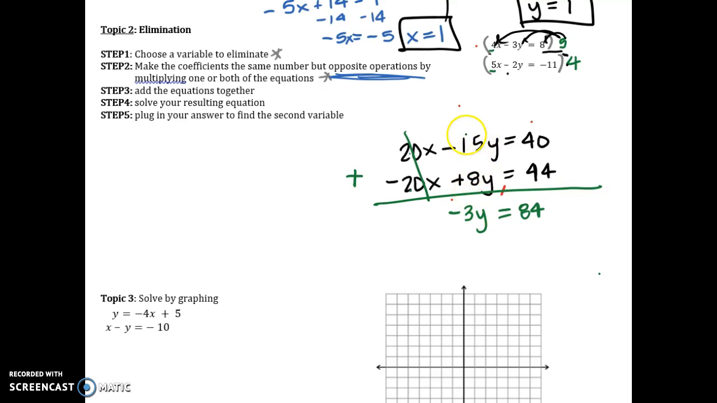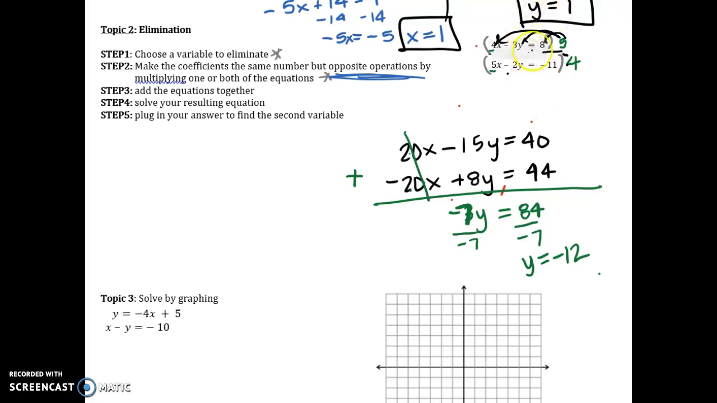Whoops. 15 minus 8 is -7, not -3. So then you divide both sides by -7 and pop that in your calculator. 84 divided by -7, y equals -12. So that's half of your answer.